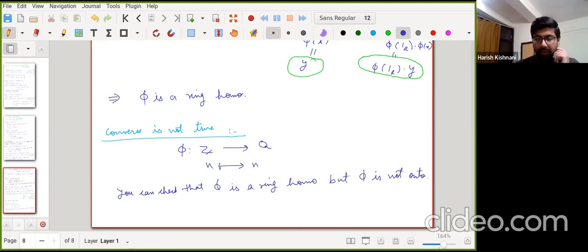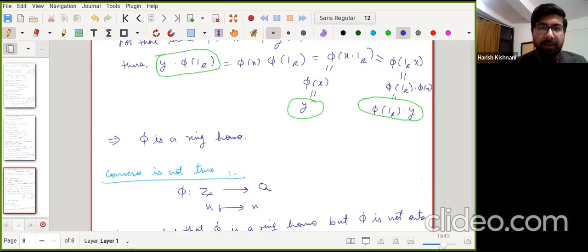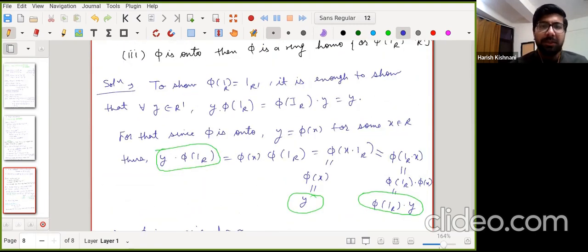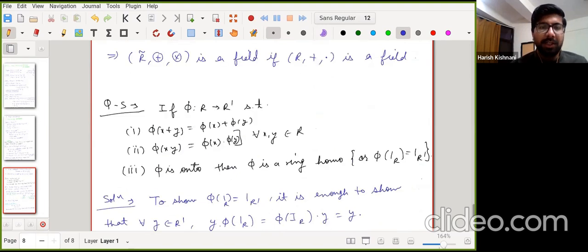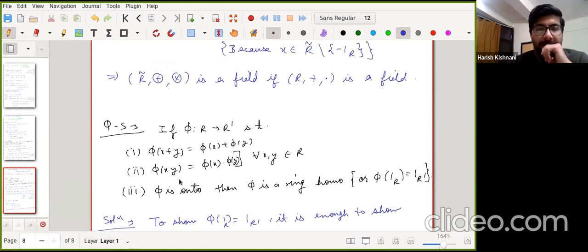I thought that this might be helpful for you, because if you are checking a ring isomorphism, it's enough to check the onto part. This will automatically give you that phi of 1R is 1 of R dash. So you need not check phi of 1R equal to 1 of R dash and check onto separately. Just check onto, it will do for both. Okay. So with that, I would stop here.